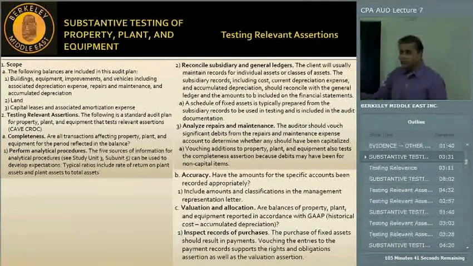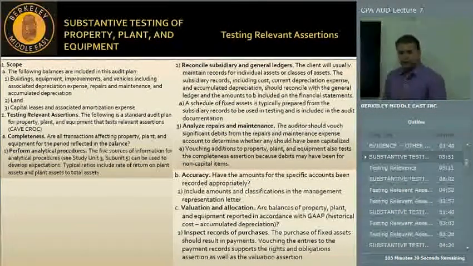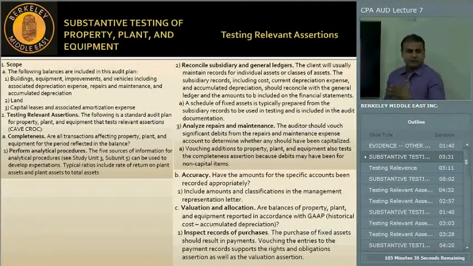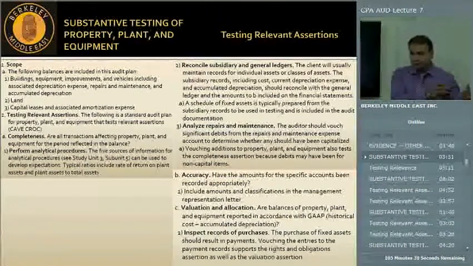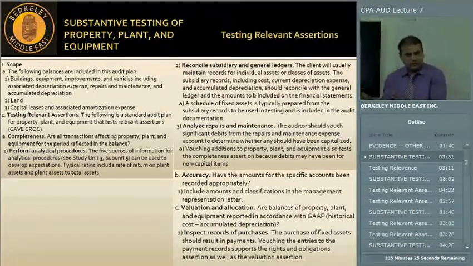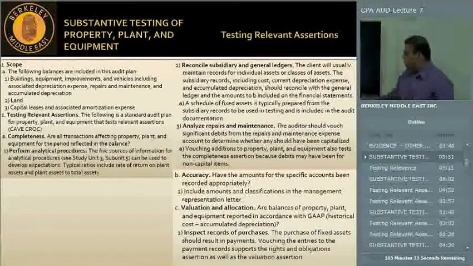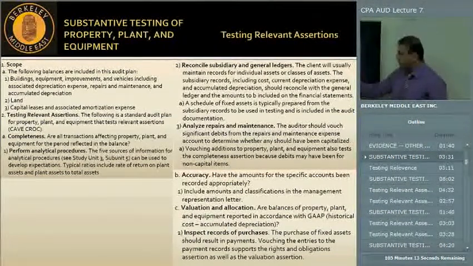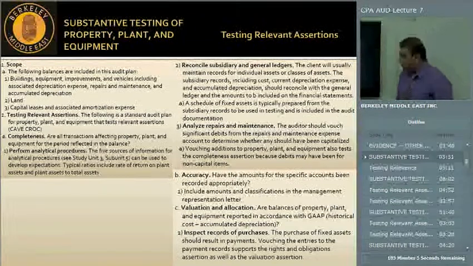Then analyze repair and maintenance, because these are non-current assets. So the repair part is mandatory. If there is one asset, it should be supported by the repair and maintenance agreements. And we can see, okay, if there is one asset, what is the repair, daily, monthly or yearly, on that asset. First of all, you have to see the accuracy. You have the amount for specific accounts recorded appropriately. For that, include amount classification in the management representation letter.